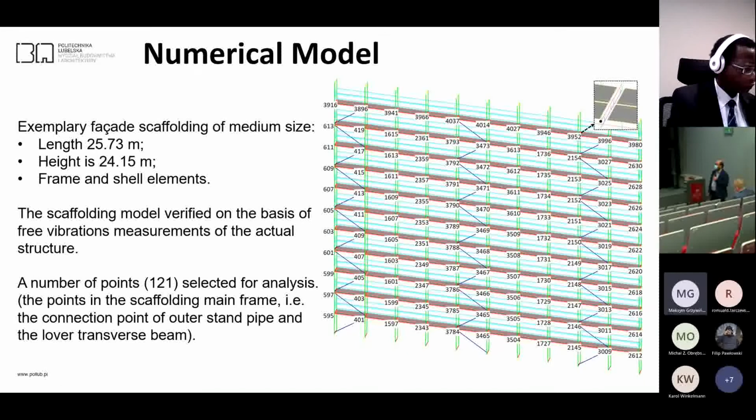To make this dynamic analysis, I have found 121 characteristic points. We have numbers of finite element model nodes presented here. These are the nodes that are in the frame, in the outer pipe of the frame, and in the connection with the horizontal beam of this frame.